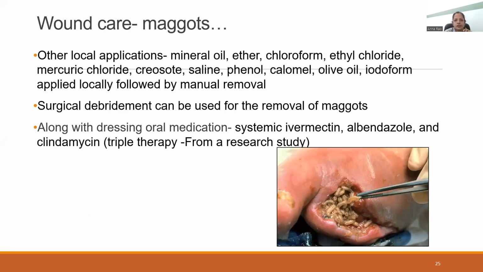Now the worst part of it, that is the maggots. Why do maggots crawl into the wound? The oozing and the odor attract houseflies, and when they sit over the wound, they lay eggs there, and out of that come the maggots. So that's what we want to prevent.